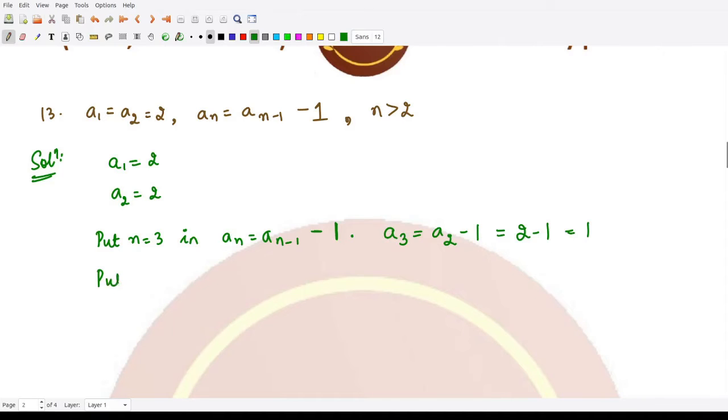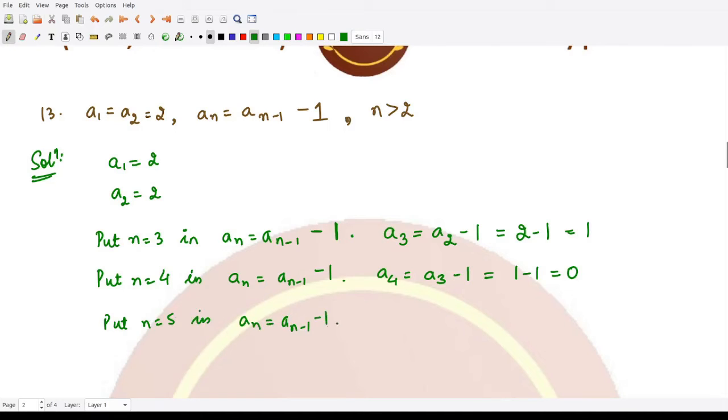Next, for the fourth term, we put n is equal to 4 in the general term, an is equal to an minus 1 minus 1. So that a4 is equal to a3 minus 1, and a3 is 1, so 1 minus 1 is 0. And next we need to put n is equal to 5 in the general term, an is equal to an minus 1 minus 1. So that your a5 would be a4 minus 1. a4 is 0, so 0 minus 1 is minus 1.